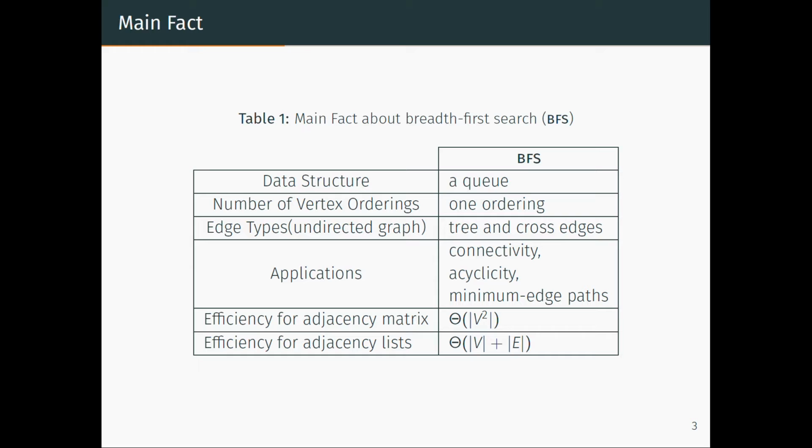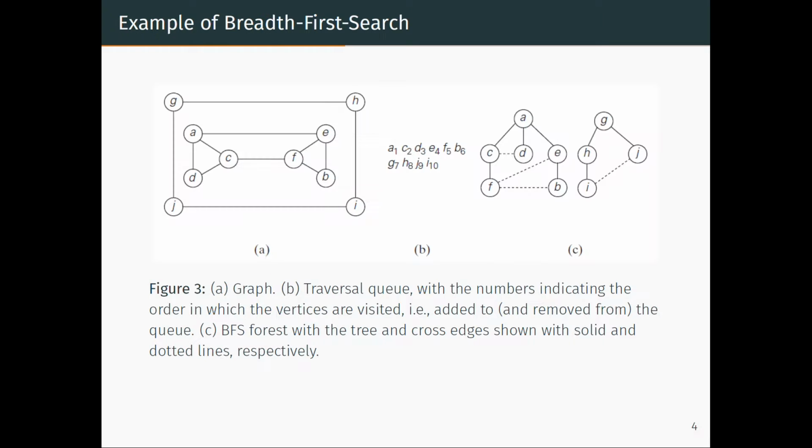The data structure is a queue. The number of vertex orderings is 1. The edge types are mostly tree and cross edges. The main applications are connectivity, acyclicity, and minimum edge paths. The efficiency for adjacency matrix is of order |V| squared. The efficiency for adjacency list is of order |V| plus |E|.